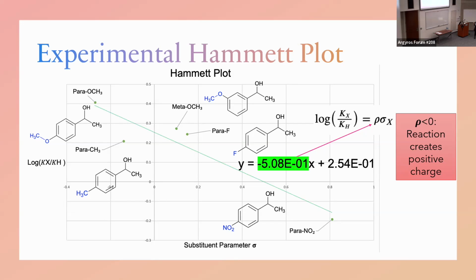And yet again, we have the para-methoxy one on the top, indicating it is the fastest among all of the alcohols, and the para-nitro one is the slowest among all of the alcohols. So yeah, so far so good.